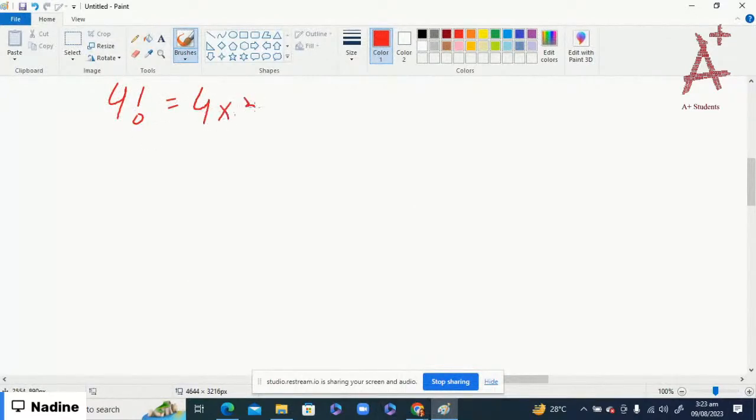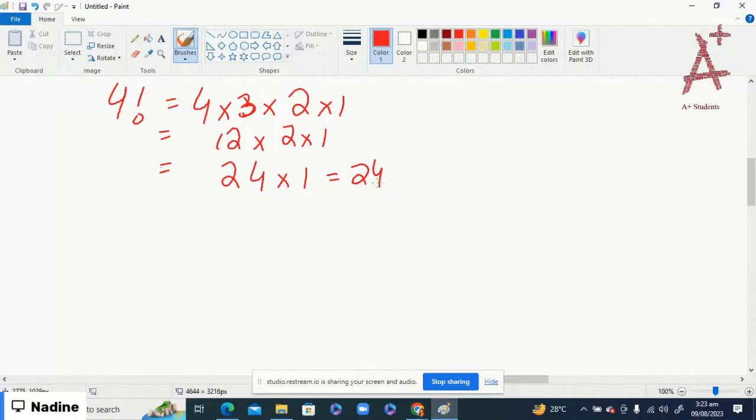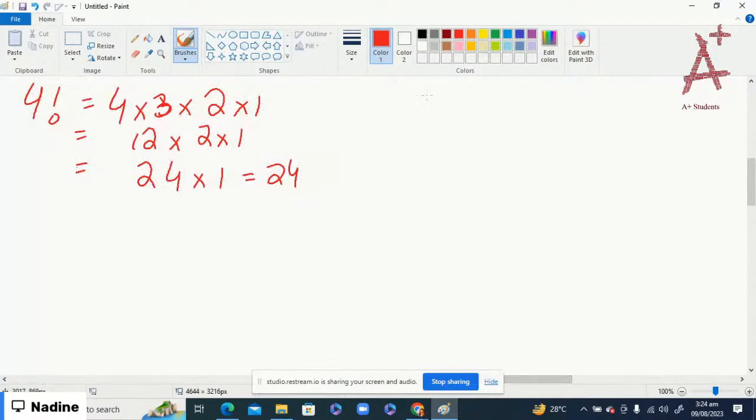So here is 4, here is 3, then 2, then 1. 4 times 3 is 12, times 2, times 1. 12 times 2 is 24, times 1. So 24 times 1 is 24. Okay, got it? How many positions? 4. So we just name them A, B, C, and D because these are 4 people.